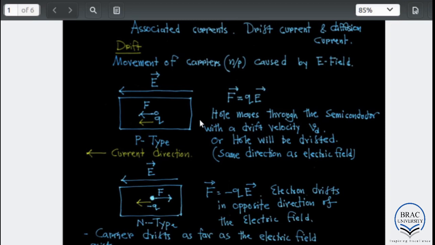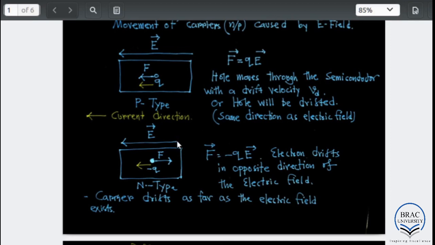So we do the same thing for electrons. Let's say we take an n-type material, and there is an electron inside this material which is free, and the charge of the electron is minus q. Again, the electric field is oriented from right to left. So under the influence of this electric field, the electron will be experiencing some force, and the force is F is equal to minus QE. So that means the force which is acting on the electron is opposite to the direction of this electric field.